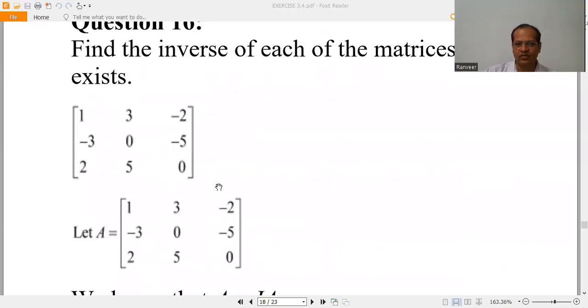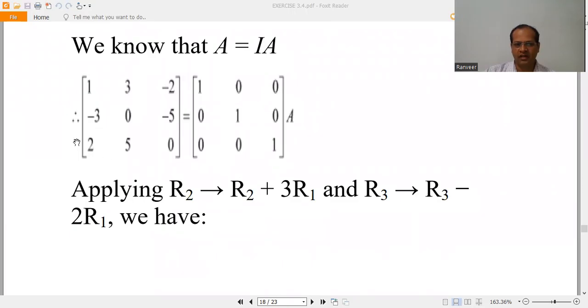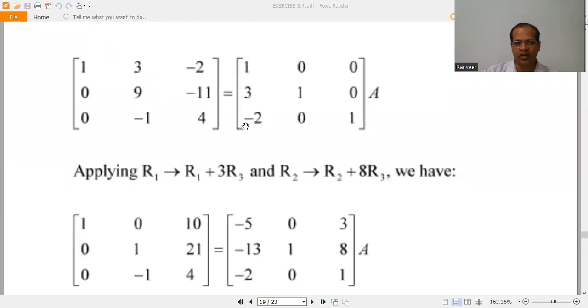This is also a 3 by 3 matrix. Same steps we have to follow. A equal to IA, and apply the operation so that in the left hand side we can find out the unity matrix. So R2 tending to R2 plus 3R1 and R3 tending to R3 minus 2R1. Once we do this, this is the value we got.